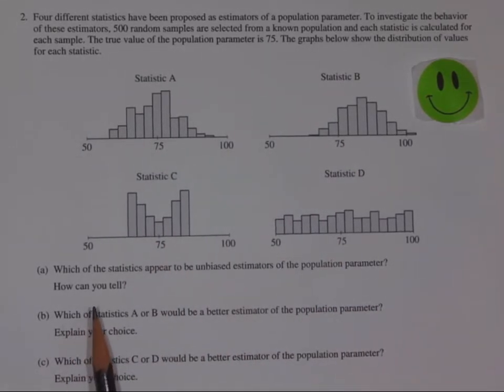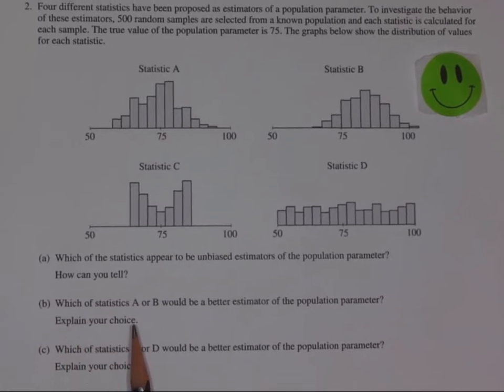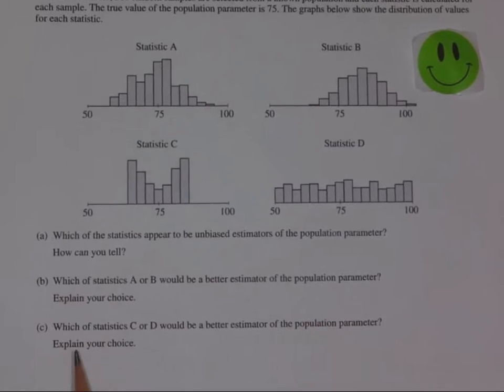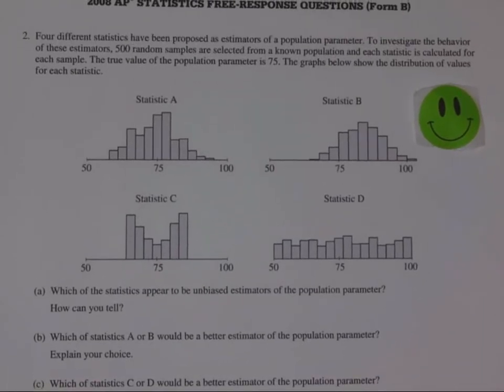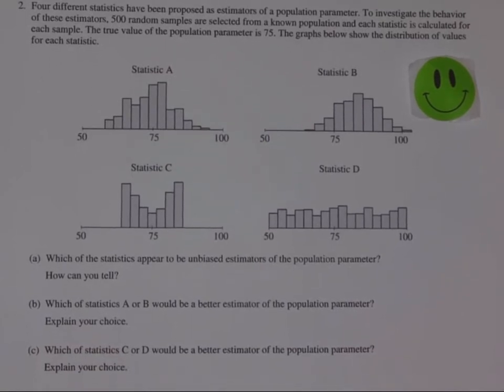Part A, which of the statistics appear to be unbiased estimators of the population parameter? How can you tell? And then part B, which of the statistics, A or B, would be a better estimator of the population parameter? Explain your choice. And part C, which of the statistics, C or D, would be a better estimator of the population parameter? Explain your choice. So if you want to pause the video and give this a shot, that would be great.